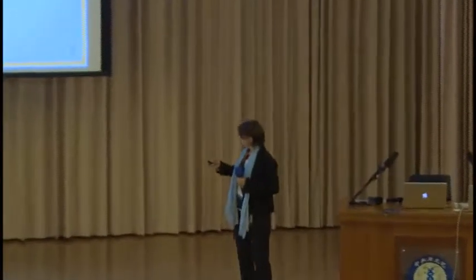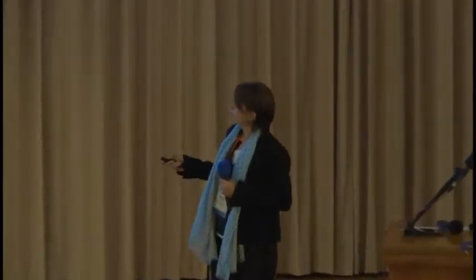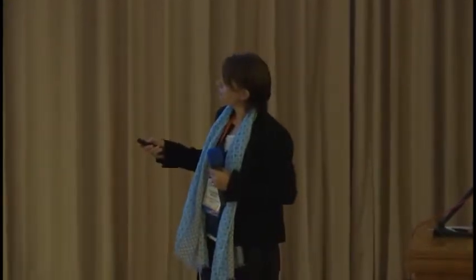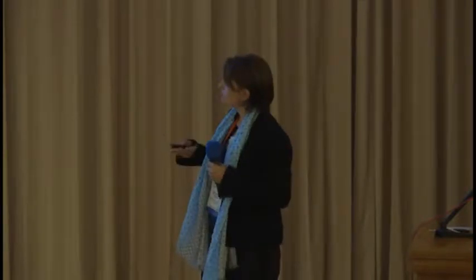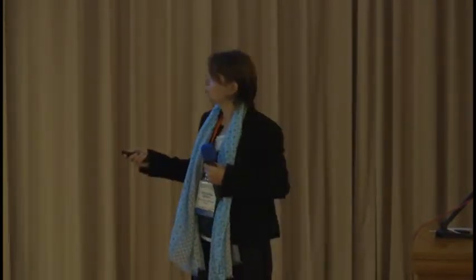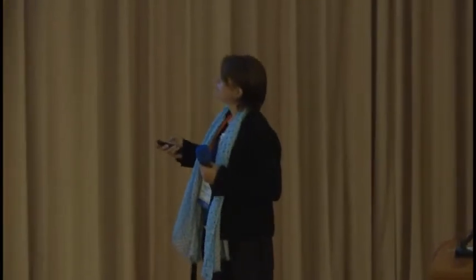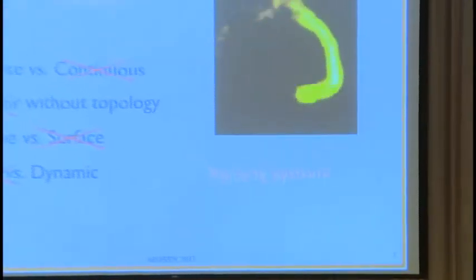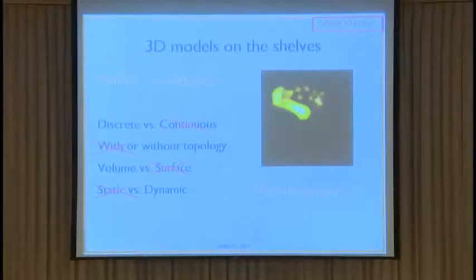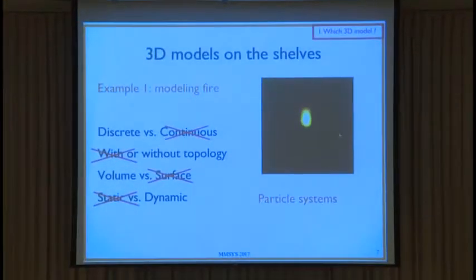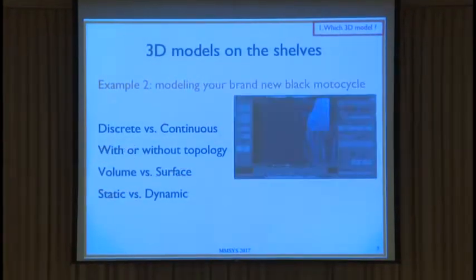So for example, if you want to model fire, then you want some discrete model. You probably don't want any topology because it's very fluid. You want a volume model for fire, and of course you want it to be dynamic. So what you would be advised to do if you want to model fire or any kind of fuzzy content is to take particle systems. I'll talk about it a little later.